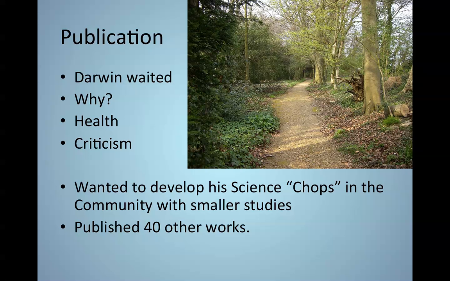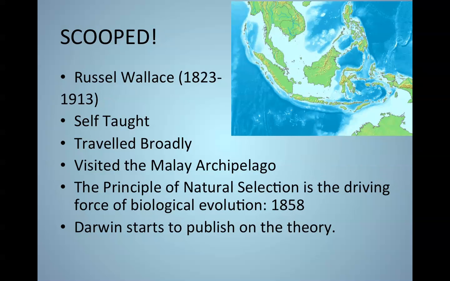He wanted to develop his science chops, I'm suggesting, in the community with smaller studies. He starts off as a medical student, then he becomes a theologian. But keep in mind, he's one of these gentleman scholars. He's a hobbyist. He collects bugs, he collects beetles, and he's looking for different interesting elements to different beetles, right? He has an extraordinary collection of these, and you can go to museums in England and find these collections. It's just amazing how many beetles he had. So he wants to develop his science chops, and he will publish some 40 other works before he delves into the Origin of Species, because he wants to get his science credentials in order.